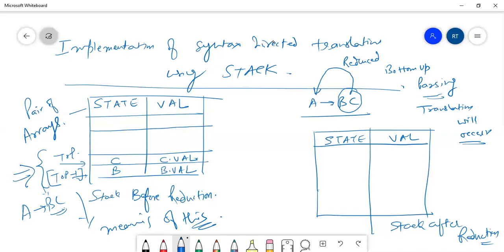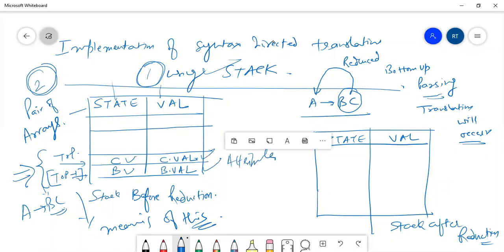So to implement a syntax directed translation, we have to make use of a stack. This stack consists of a pair of arrays. And what is that pair? One is state and second is value. State consists of the corresponding variables or non-terminals, and value consists of their meaning, that is, attributes.